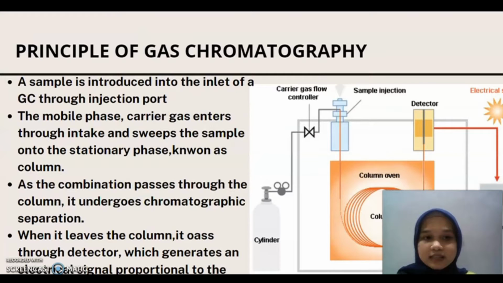So let's see the principle of gas chromatography. As you can see in the picture, a sample is introduced into the inlet of a GC through the injection port, and then the mobile phase carrier gas enters through the intake and sweeps the sample into the stationary phase known as the column. As the combination passes through the column, it undergoes chromatographic separation. When it leaves the column, it passes through a detector which generates an electrical signal proportional to the number of eluting analytes.